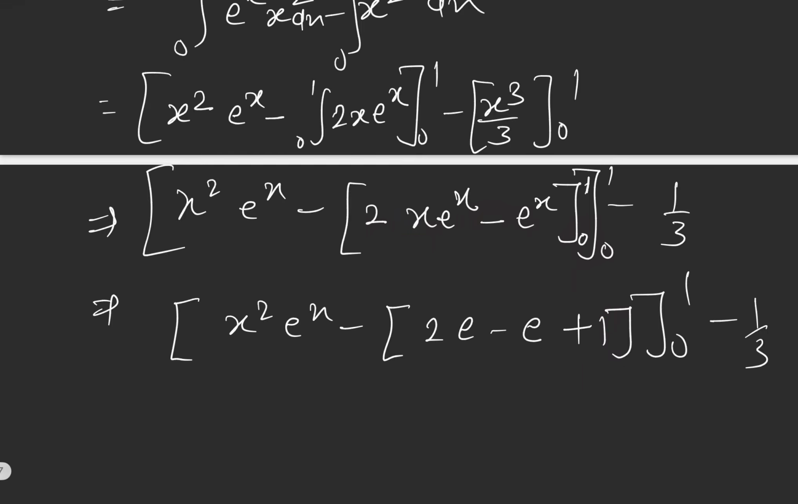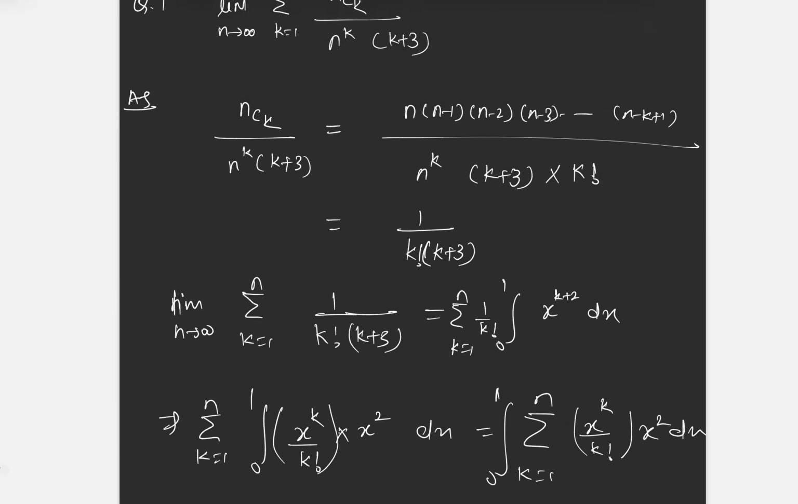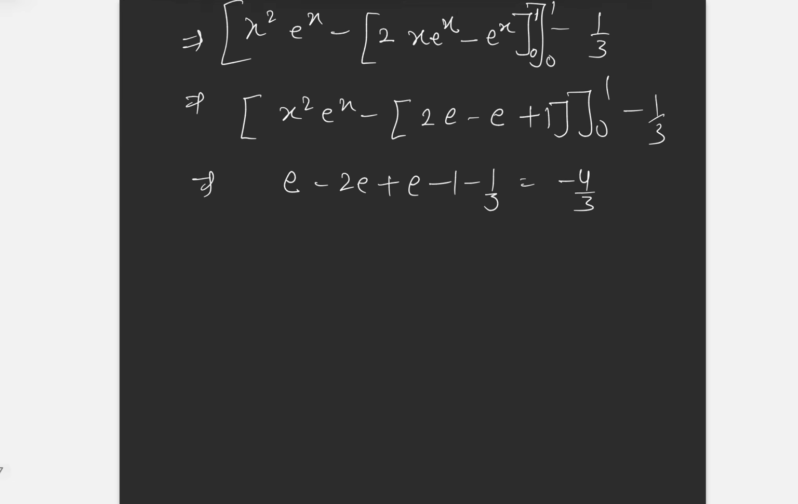So now you will keep x equals 0 in this limit, so that will be e only, and minus 0, so e minus 2e plus minus 1 minus 1 by 3. Okay, so the answer is coming minus 4 by 3. So for this question the answer is minus 4 by 3. So like this we will get it solved.